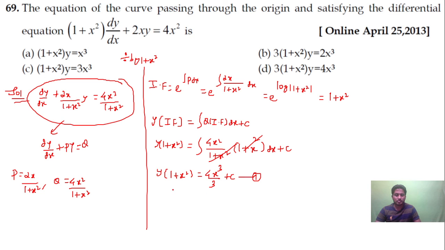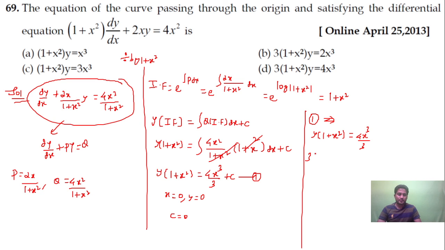Now it passes through the origin, right? You put x as 0, y as 0. Obviously c will be equal to 0. So if I substitute in equation 1, y into 1 plus x square is equal to 4x cube by 3. If I cross multiply, you will get 3 into 1 plus x square into y is equal to 4x cube. That's the answer, guys. Answer is option D.